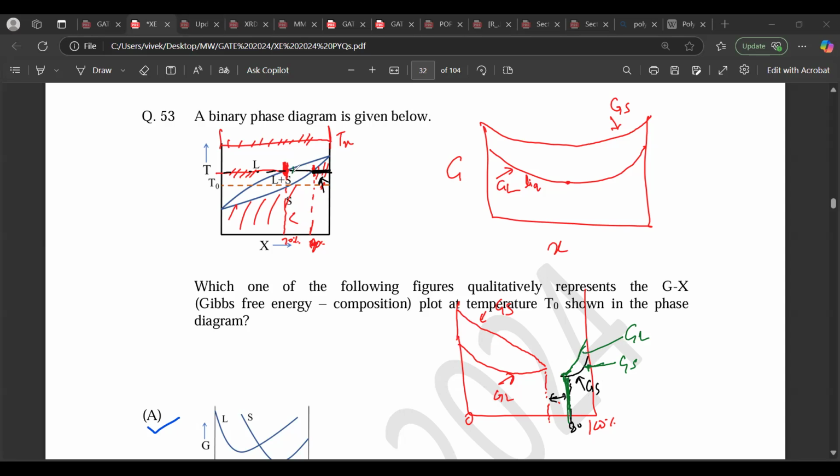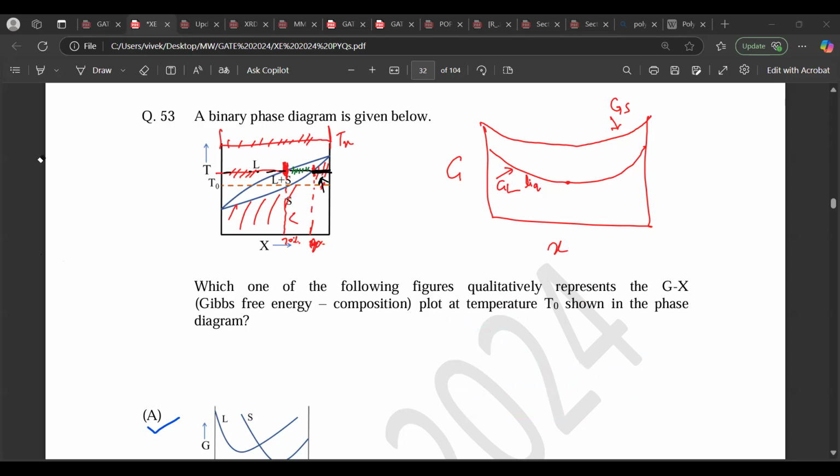Now comes the mixture of both liquid and solid. In that region, you have to draw something like this. This solid will go and connect to solid, right? And this liquid will go and connect. Okay, let me first draw and then explain. It's not difficult. Okay, so all the lines where two phases are involved will form something like this.